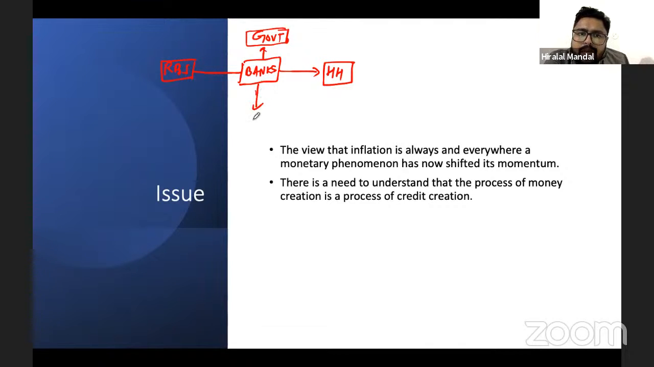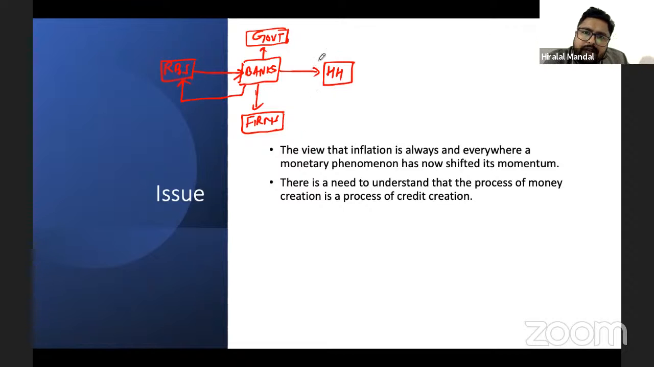It can also provide money to, let's say, firms, companies. It also lends money to the firms. And another option for the banks is to deposit its money with RBI. So usually banks have four options whenever banks receive money from RBI. It can give loans to the household, it can give loans to the government, it can give loans to the firms, and it can deposit its surplus money with the RBI. These are different instruments.